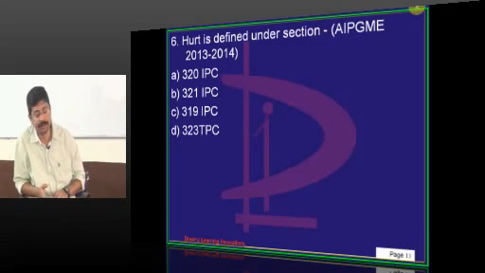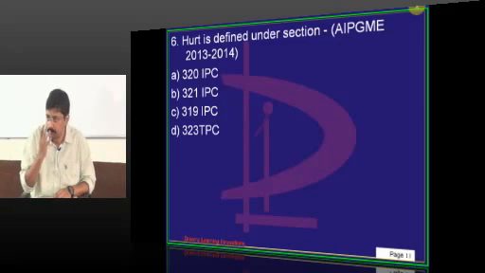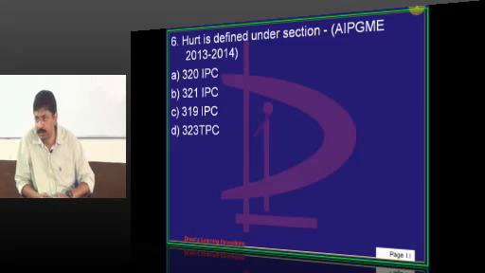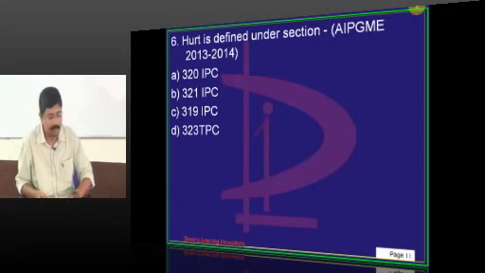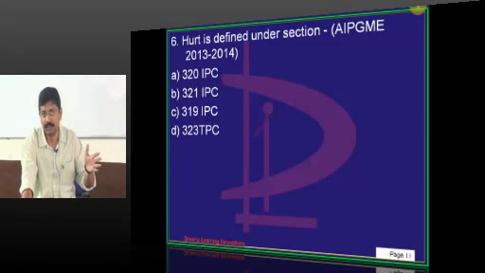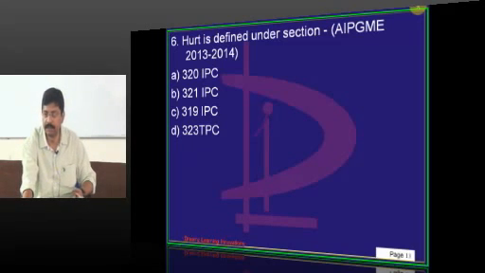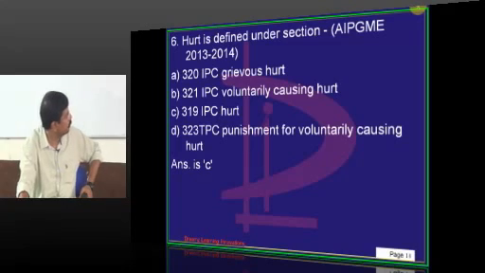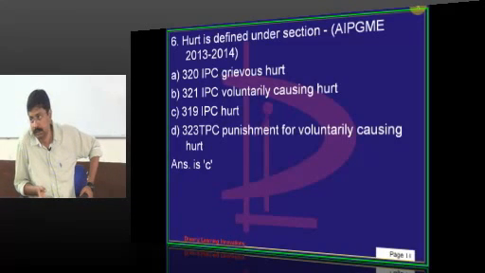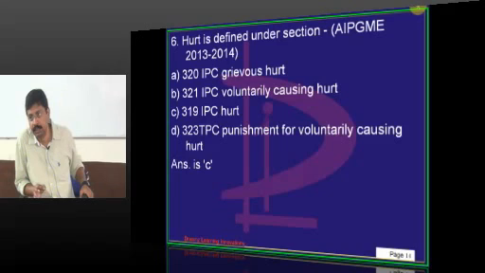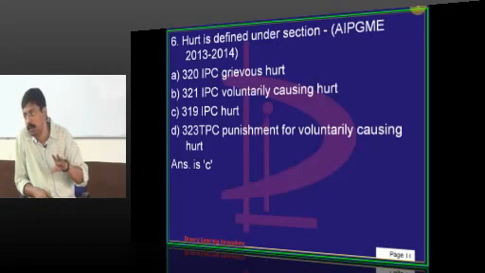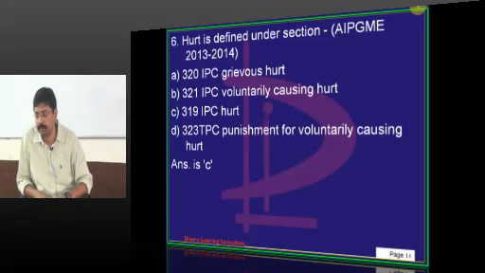Hurt is defined under which section? 320 is grievous hurt. 321 is related to hurt again, voluntarily causing hurt. 323, before grievous hurt comes the hurt. Okay, before grievous injury comes the normal simple injury. So 320 is grievous injury, before that comes the simple injury. So it is 319 IPC. Okay. So 323 IPC is punishment for voluntarily causing hurt. Okay. So it's not that important, but 320 and 319 are very, very important sections. 319 is almost like a simple injury. There is no mental agony in case of 319. Okay, in the case of hurt.